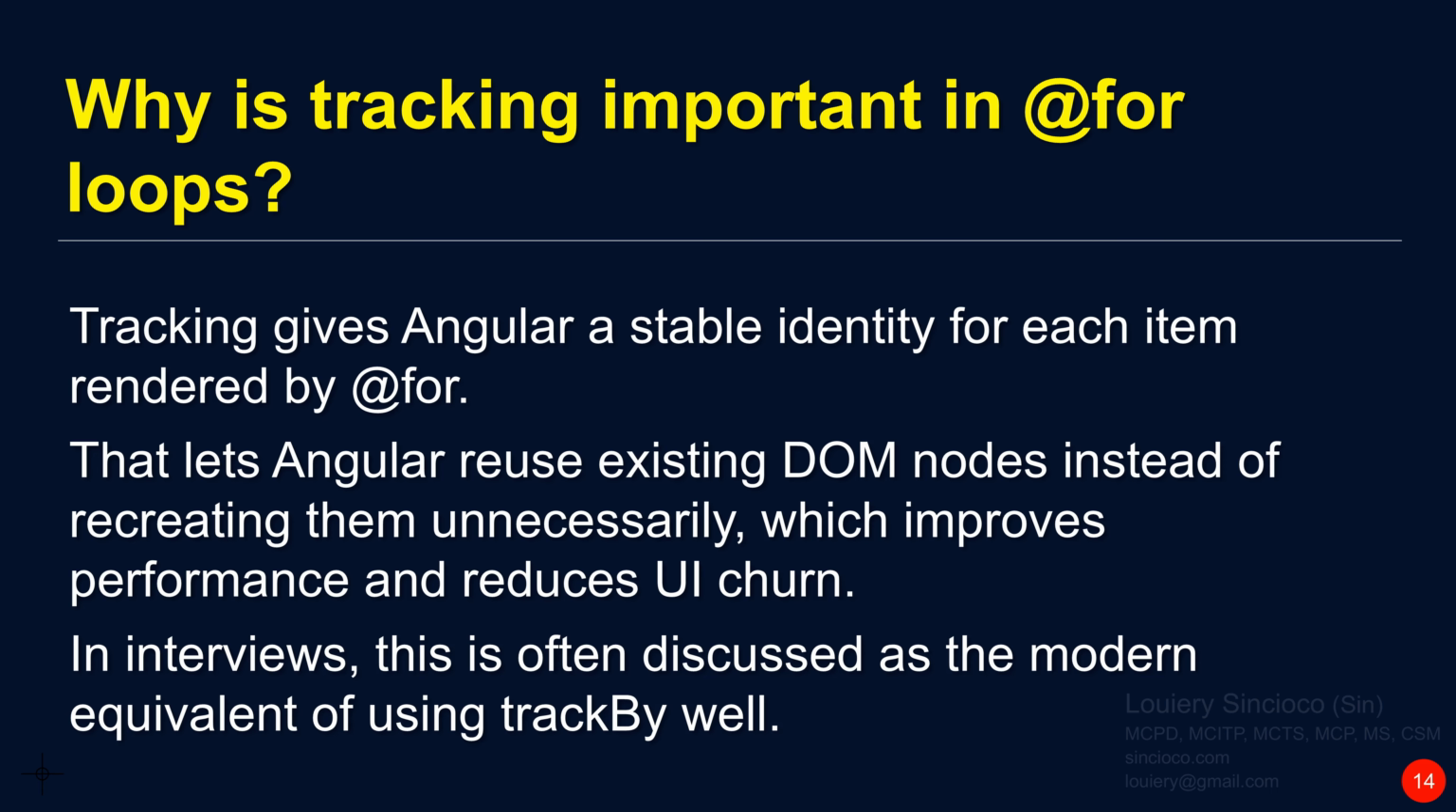Why is tracking important in @for loops? Tracking gives Angular a stable identity for each item rendered by @for. That lets Angular reuse existing DOM nodes instead of recreating them unnecessarily, which improves performance and reduces UI churn. In interviews, this is often discussed as the modern equivalent of using trackBy as well.